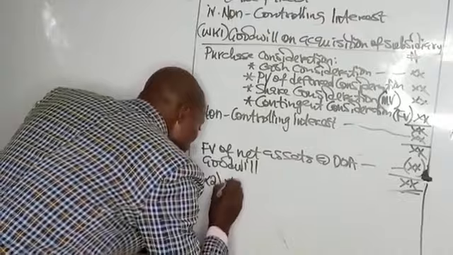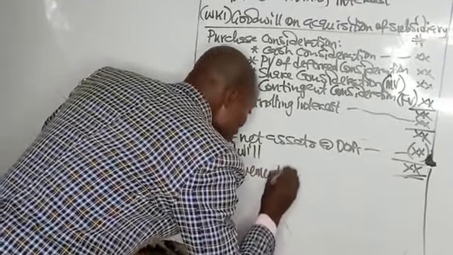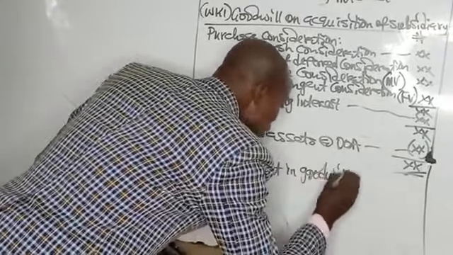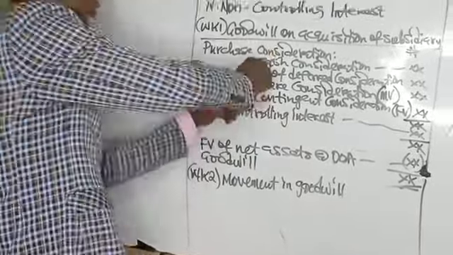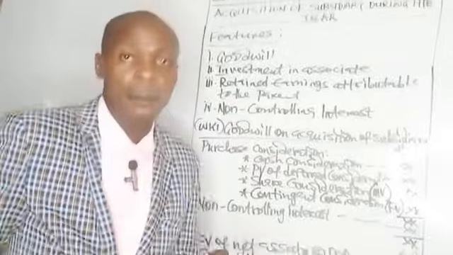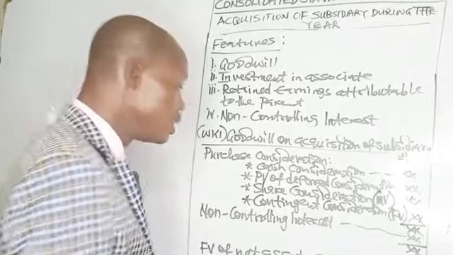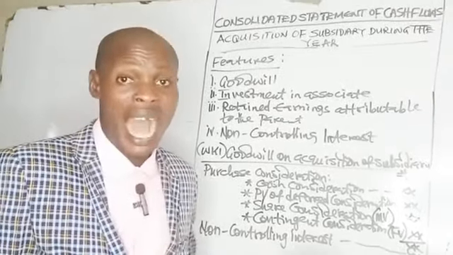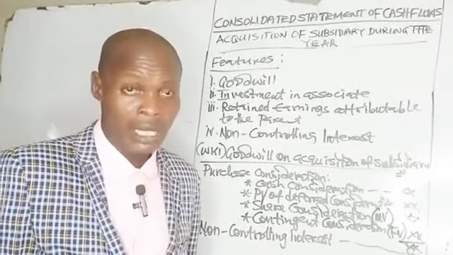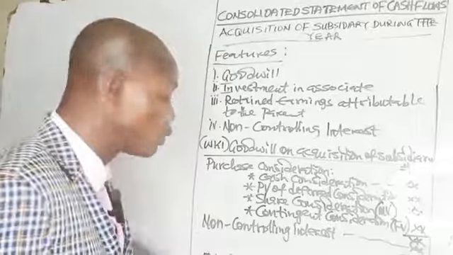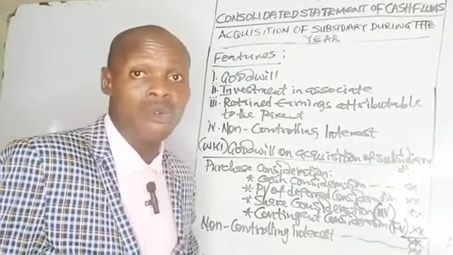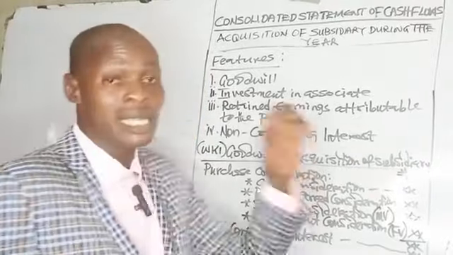Working 2, movement in goodwill. Remember, the calculated goodwill here is the goodwill of the subsidiary that is acquired during the year. For the purpose of the statement of cash flows, you will be given the prepared statement of profit or loss and the prepared statement of financial position, where you have the goodwill. The goodwill will appear under non-current assets in the statement of financial position of the parent and of the subsidiary.